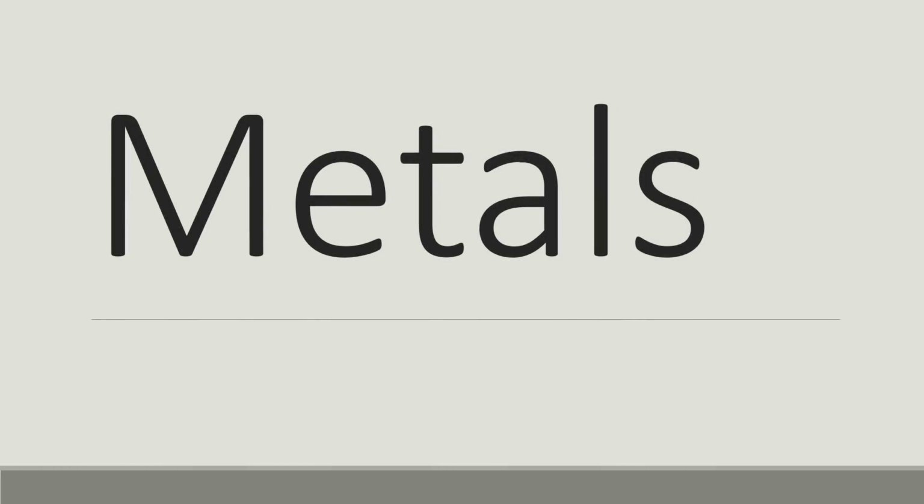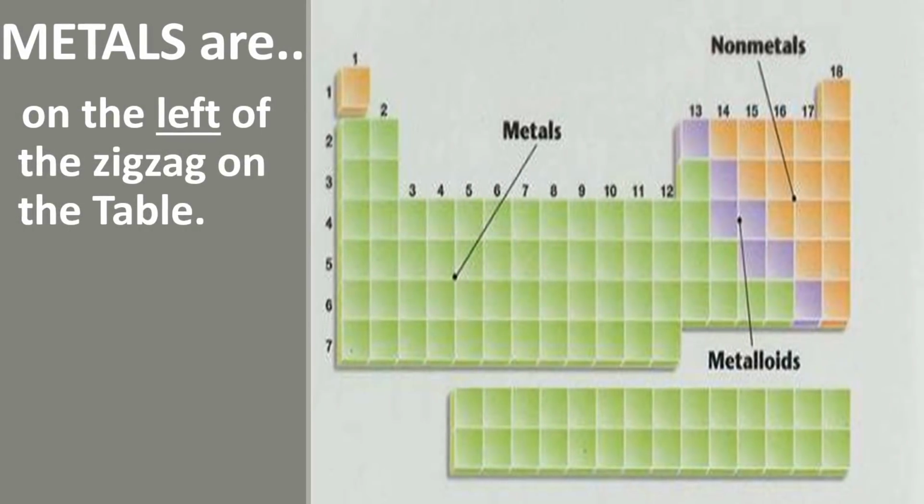So let's talk about metals. The metals, you probably have a good idea of what they are, but let's go through their characteristics and properties. So metals are on the left of the zigzag on the table. So this green area right here are going to be your metals.